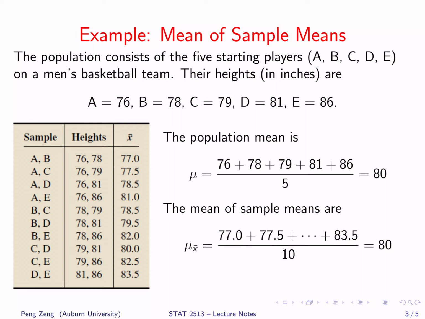To get the mean of the sample means, we calculate the sum of all sample means and then divide it by 10. The mean is also 80. Notice that when calculating the population mean, the sum is divided by 5 because we calculate the mean of 5 numbers. When calculating the mean of x bar, the sum is divided by 10 because there are 10 x bars, and we calculate the mean of these 10 numbers. This example illustrates the mean of sample means is equal to the population mean.